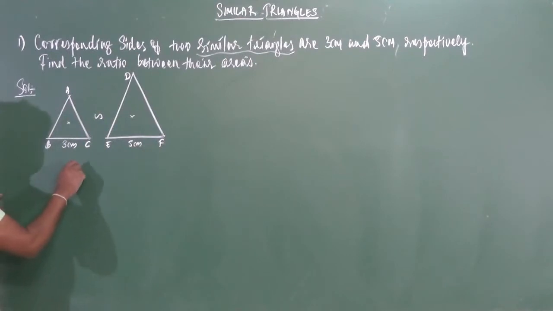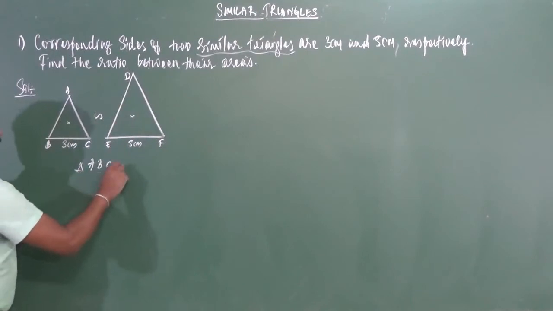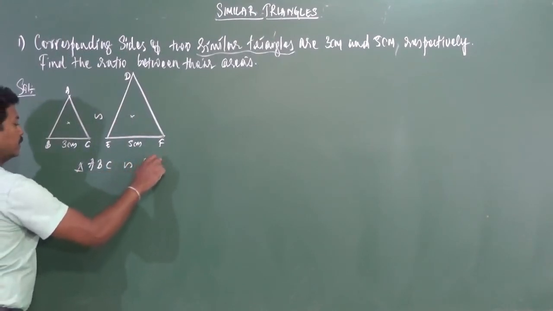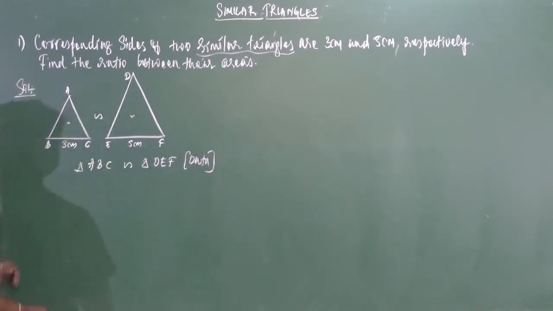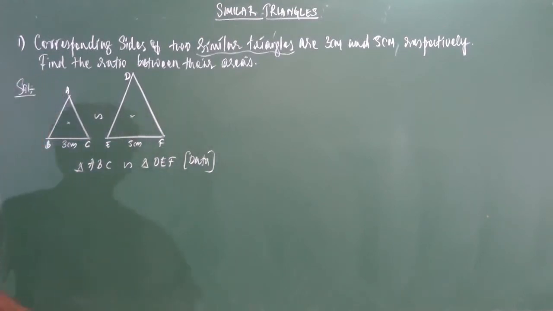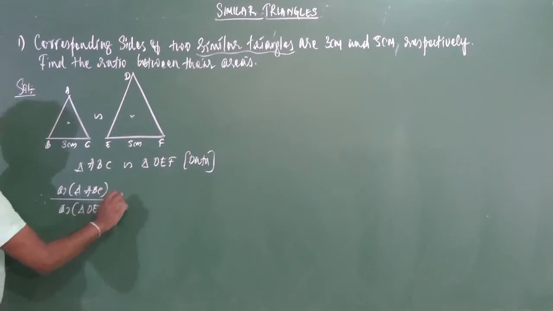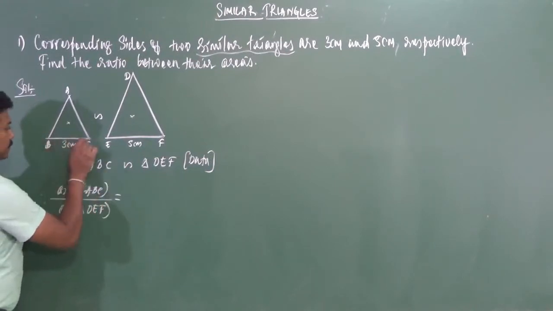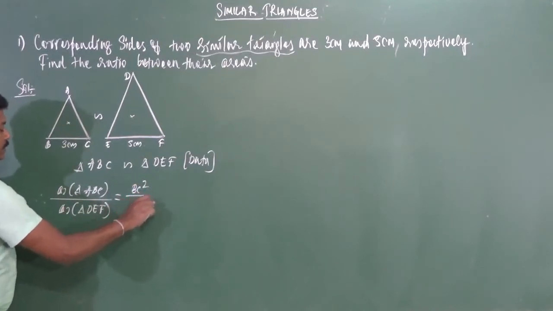Now, it is already given that two triangles are similar. So therefore, triangle ABC is similar to triangle DEF. It's according to the data. If two triangles are similar, directly we can apply the theorem. Therefore, area of triangle ABC by area of triangle DEF is equal to BC square by EF square.